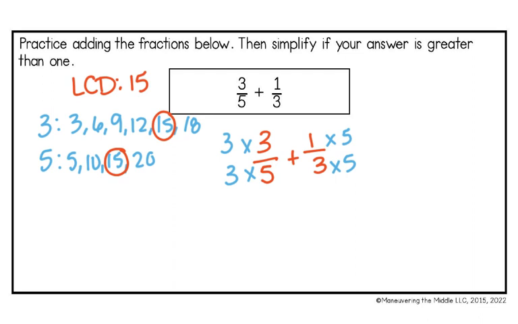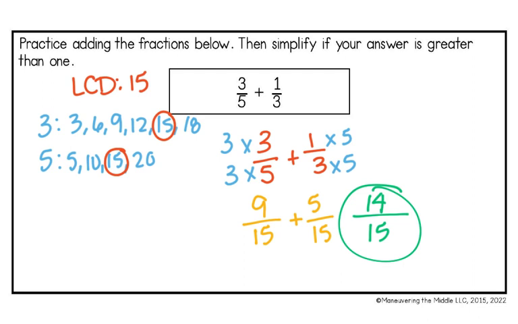So now I'm going to go ahead and multiply those together. 3 times 3 is 9. 3 times 5 is 15, so that becomes 9/15. 1 times 5 is 5. 3 times 5 is 15, so that becomes 5/15. And now I can add together. Remember, the denominator is going to stay the same, so our denominator is going to remain 15. So now I just need to add 9 and 5 together, and I get 14. So our answer is 14/15.